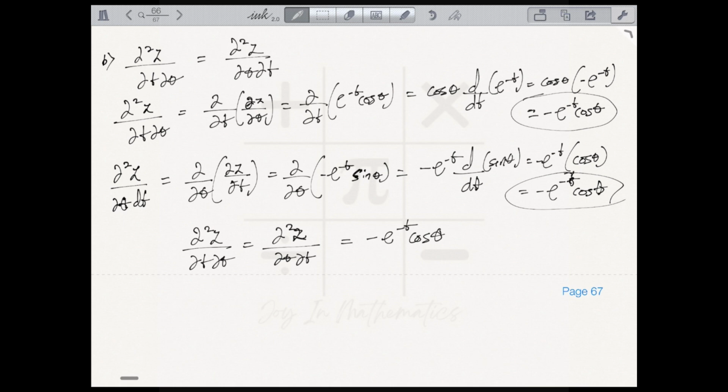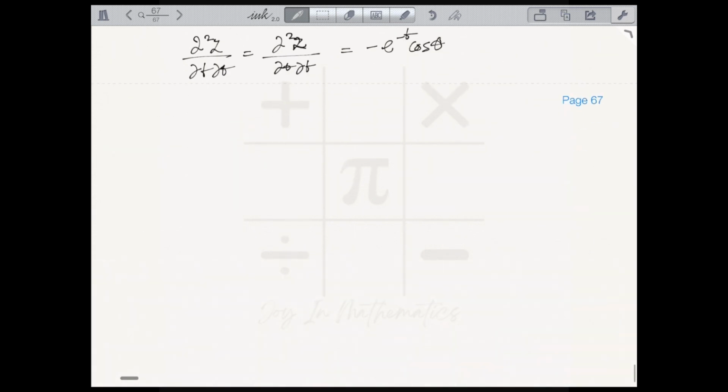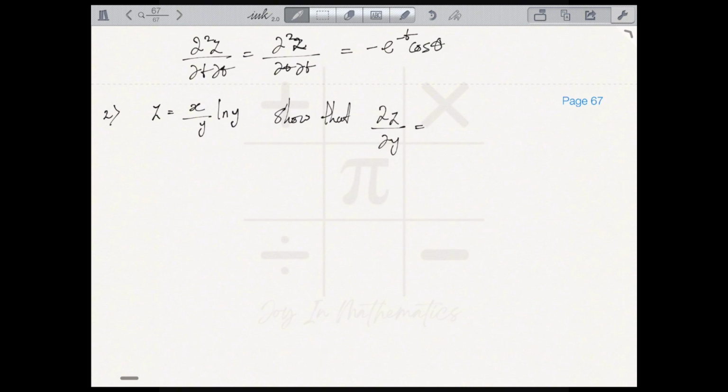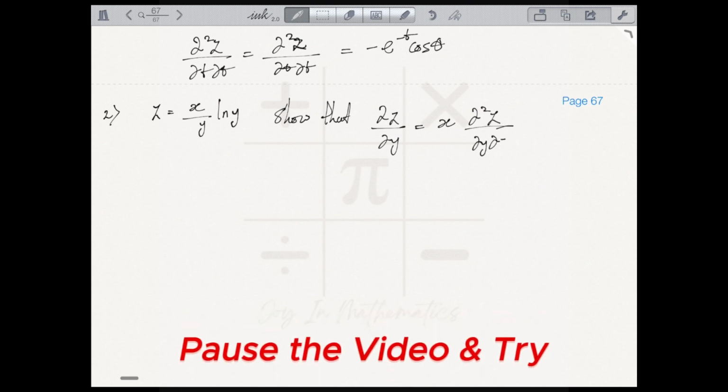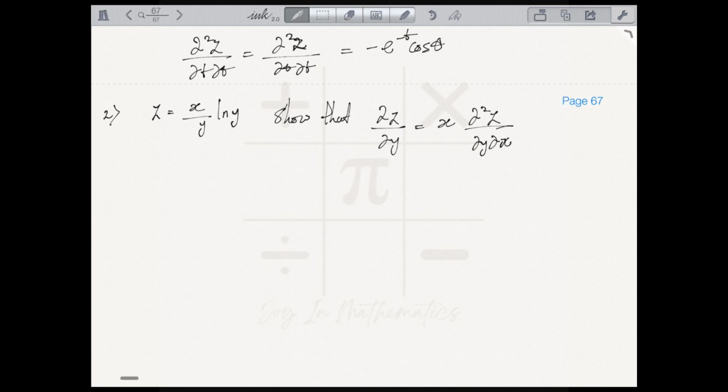Let's take one more example. Given that z is equal to x over y ln y, we should show that ∂z/∂y is equal to x ∂²z/∂y∂x. Now, as usual, the first thing to evaluate is both ∂z/∂x and ∂z/∂y.